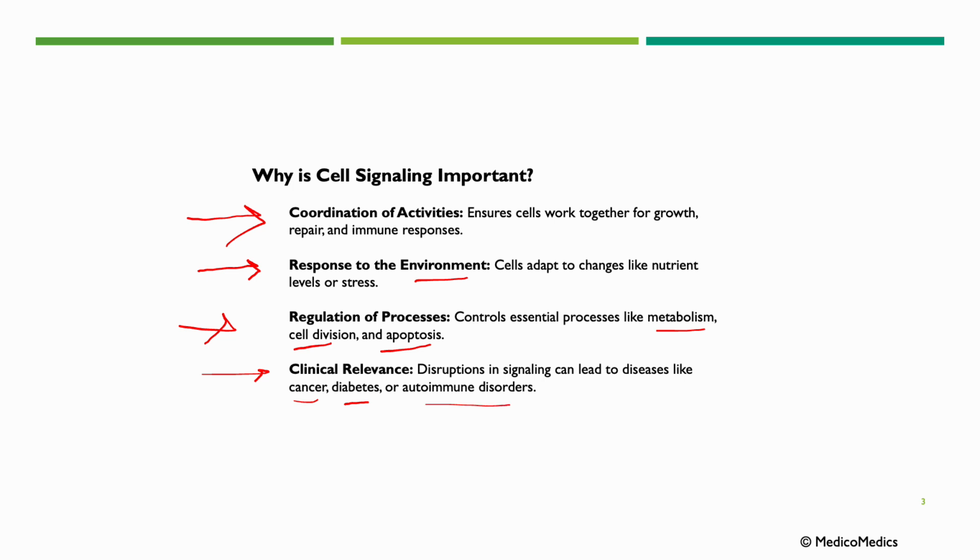So imagine if a factory's workers couldn't communicate. Nothing would get done. So that's what happens when cells can't signal. Now let's explore the key components involved in cell signaling.